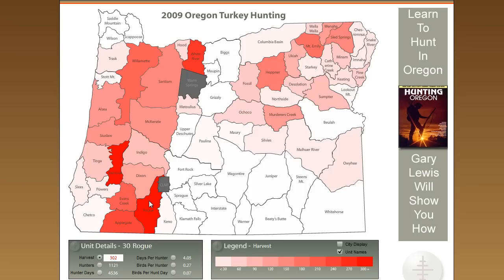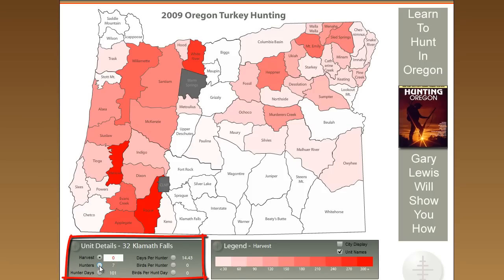A couple other hot spots, if you look at Rogue 302, Applegate 230, and Evans Creek 201. So Southern Oregon is definitely a hot spot for turkeys and a good spot to be turkey hunting on opening day. But there's also some pretty good turkey hunting in the Willamette Valley. The Willamette and Mackenzie units are pretty good, and White River actually on the east side of Mount Hood. There's definitely some turkeys over there. A little bit in Central Oregon, not that many, and then there's definitely some turkeys over on the northeast corner of the state. So this is where the majority of turkeys were harvested.